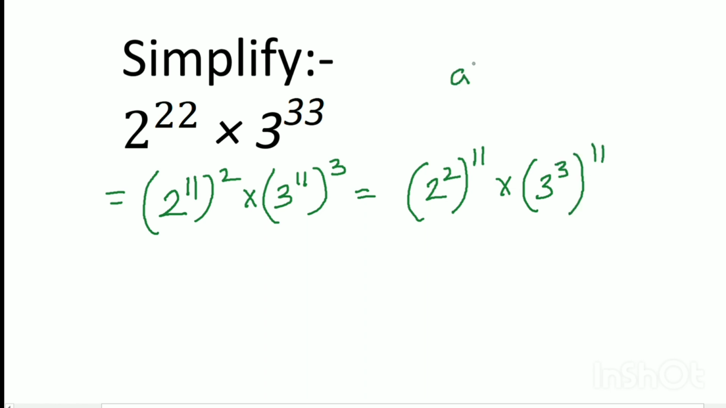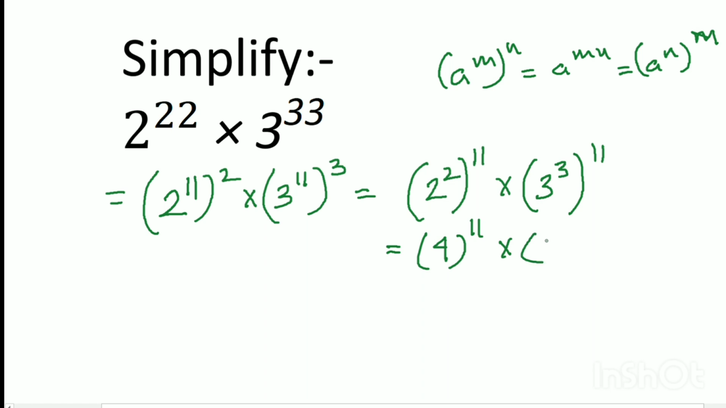So a to the power m to the power n equals a to the power mn. This is the process. So I can write a to the power n to the power m. This way we can write 4 to the power 11 into 27 to the power 11. So we can write (108) whole to the power 11. So this is my answer.